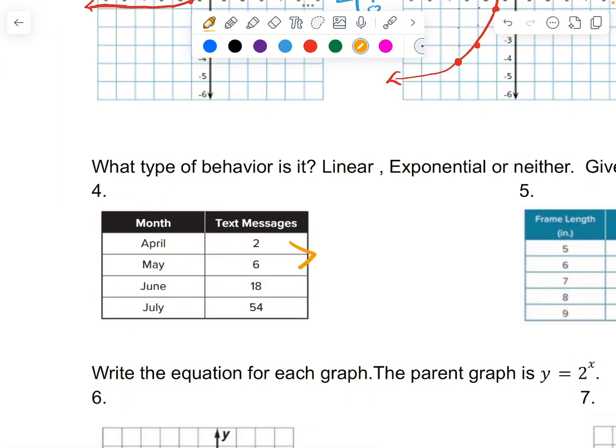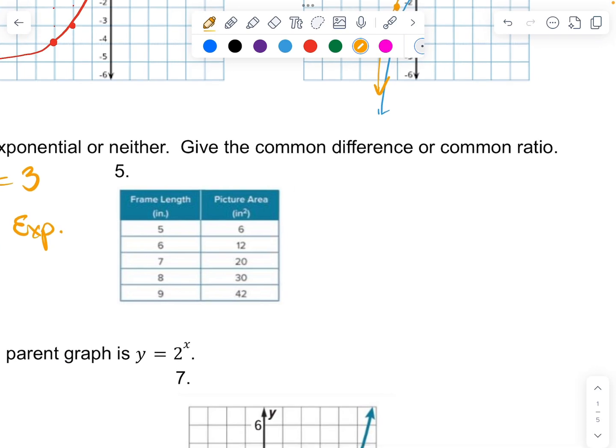To go here, I either add 4 or I multiply it by 3. Here, I add 12 or I multiply by 3. Oh, look at that. We multiply by 3, so my ratio is 3. This is exponential. This one doesn't go up by the same amount, either multiplying or adding. So that means that this one is neither.